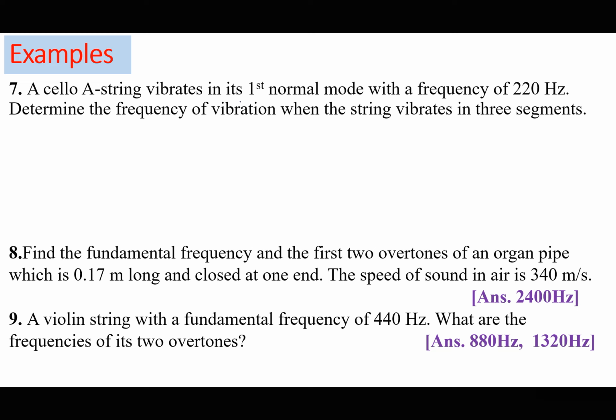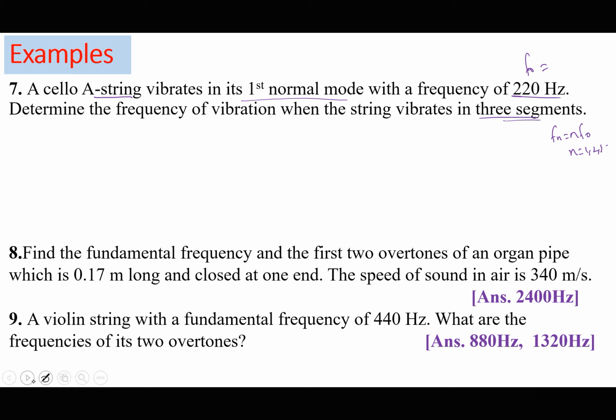A string vibrates in its first normal mode with a frequency of 220. So we can take that to be the fundamental. Determine the frequency of vibration when the string vibrates in 3 segments. Those are 3 loops, in other words, so I want to find F3. So F0 is 220, and we want to find F3. Because it's a string, we know that Fn is equal to n times F0, where n equals 1, 2, 3. So for 3 segments, the frequency of vibration will just be 3 times 220, which is 660.